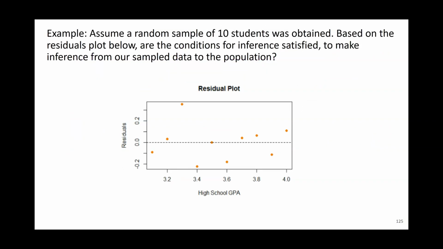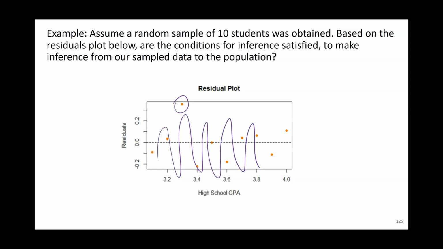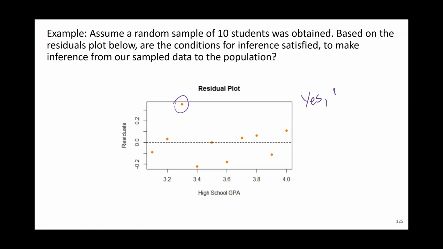So back to our GPA example, based on the residuals plot, are they met? So yeah, we do have this outlier, but I would argue it's roughly evenly spread, and it's centered right around 0, and there's not a big obvious curve in here, so I'd say yes. Roughly random scatter, no obvious patterns.